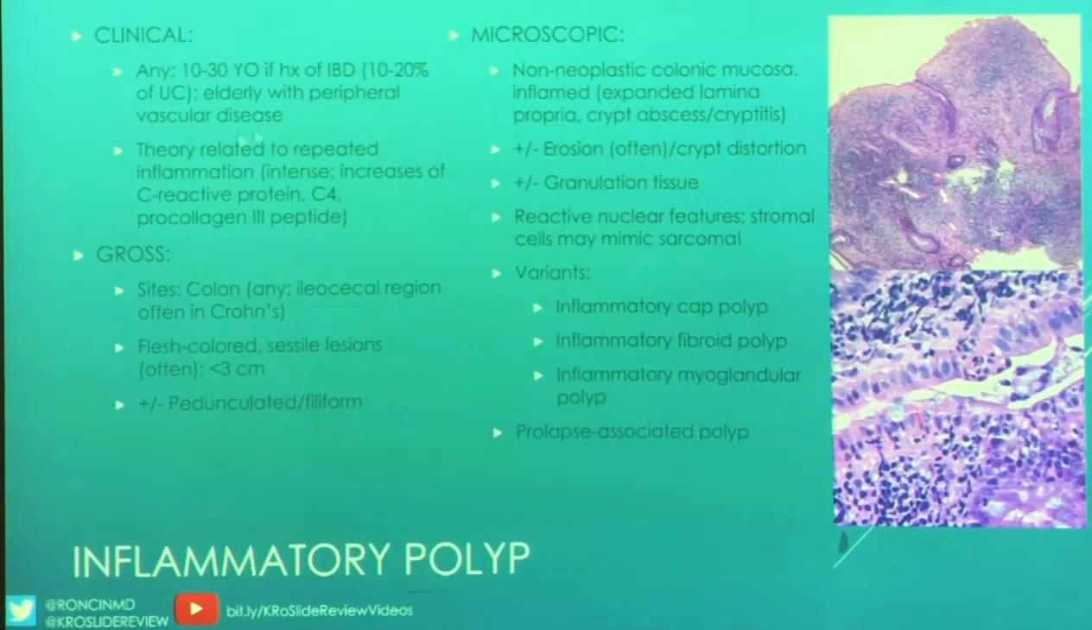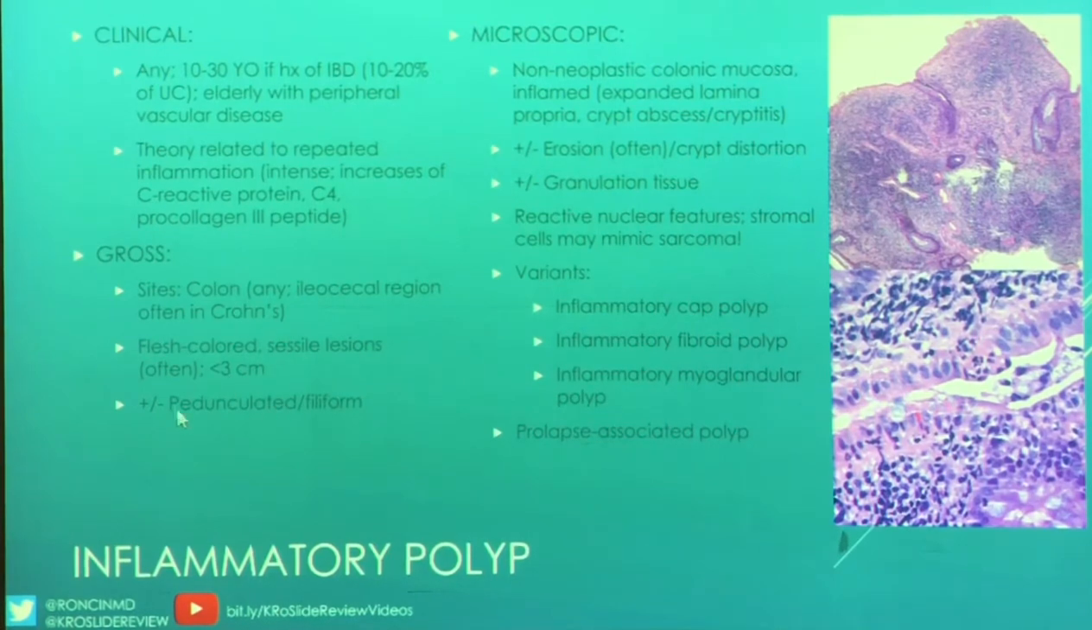I put in here a little bit about the theory, but pretty much what this means is we don't really know what causes them. They can occur anywhere in the colon. If the patient has Crohn's disease, they usually tend to occur at the ileocecal junction. And they are flesh-colored or mucosal-colored, sessile lesions less than 3 centimeters. I don't know about you, but a 3 centimeter polyp in the colon still is pretty big. But these can be really small, or up to a little over an inch in size.